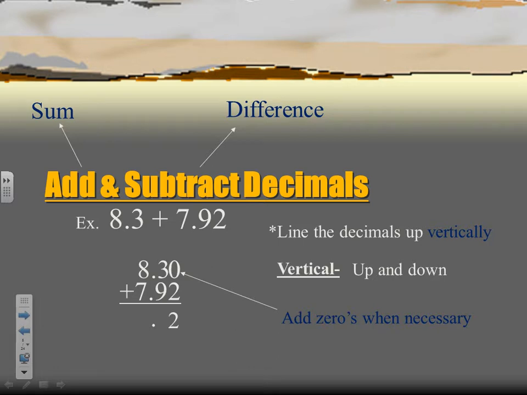All right. 2 and 0 is 2. 9 and 3 is 12. Carry 1. 8 and 7 is 15 plus 1 is 16. So what do we do to add or subtract decimals? We line them up. Line them up, line them up, line them up.